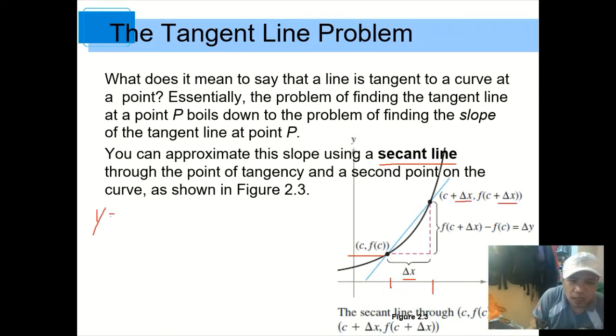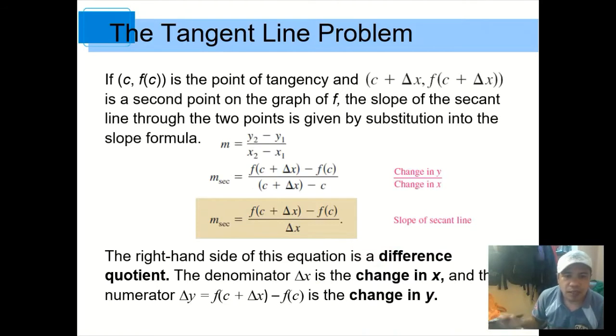Just to recall, y is equal to f of x. So, here we use f of c, and x is c. Those are the two points that we have. The first point is c, f of c, which is the point of tangency that we are targeting. The second point we will use is c plus delta x, f of c plus delta x.